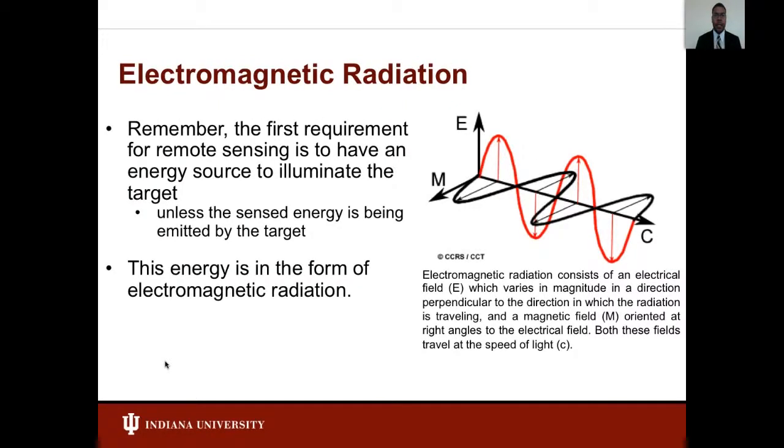Remember, remote sensing requires a source to illuminate a target. This form of energy is electromagnetic radiation, and it consists of an electrical field which varies in magnitude in a direction perpendicular to the direction in which the radiation is traveling. The magnetic field is oriented at right angles to the electrical field. Both these fields travel at the speed of light.